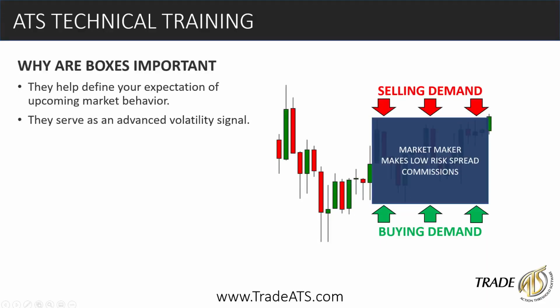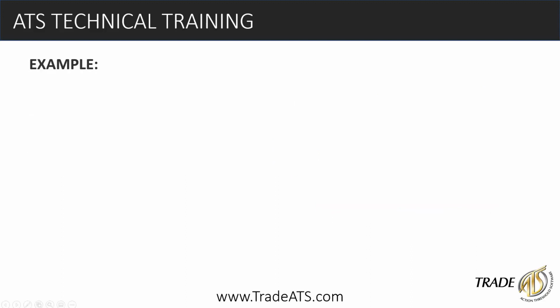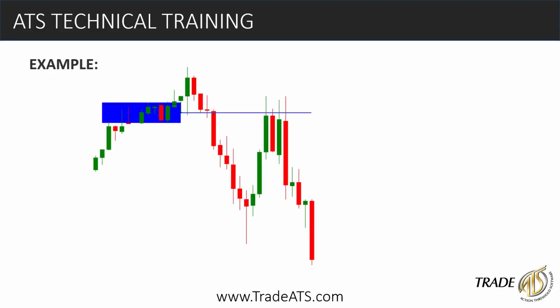Okay, so the next reason boxes are important is because they provide you with the market maker's starting accumulation point for their book of business. So let's take a look at another example here. So again, we see we have a box here. We had an expansion upward, came through, fell through the average price of that contraction period, came back up, held below, and then continued on down.